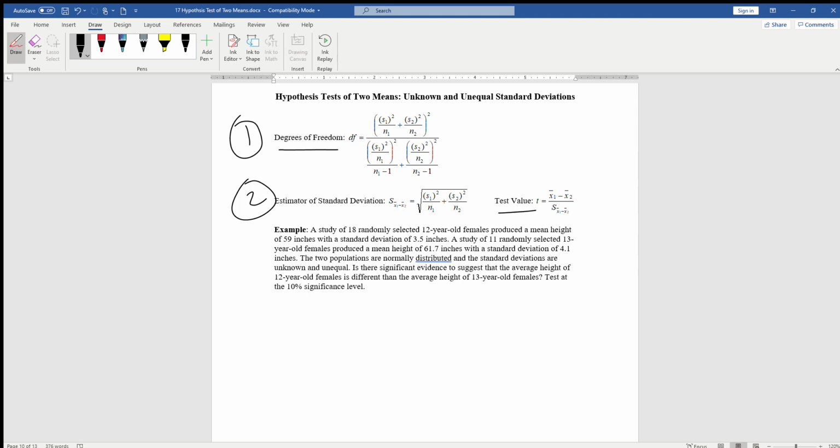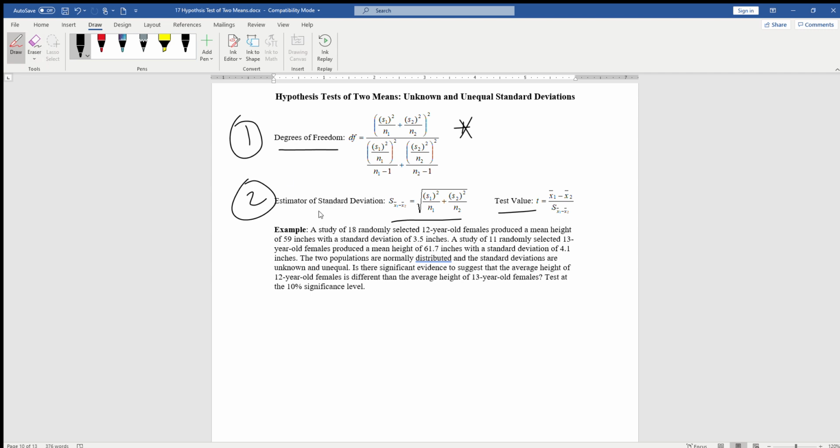All right, the test value is different because we have a different formula to find it, since the estimator of the standard deviation has a different formula. A little bit easier to find the test value, more difficult to find the degrees of freedom. When we get to this step, I'll state how to put this into the calculator in steps. So let's look at an example of this.